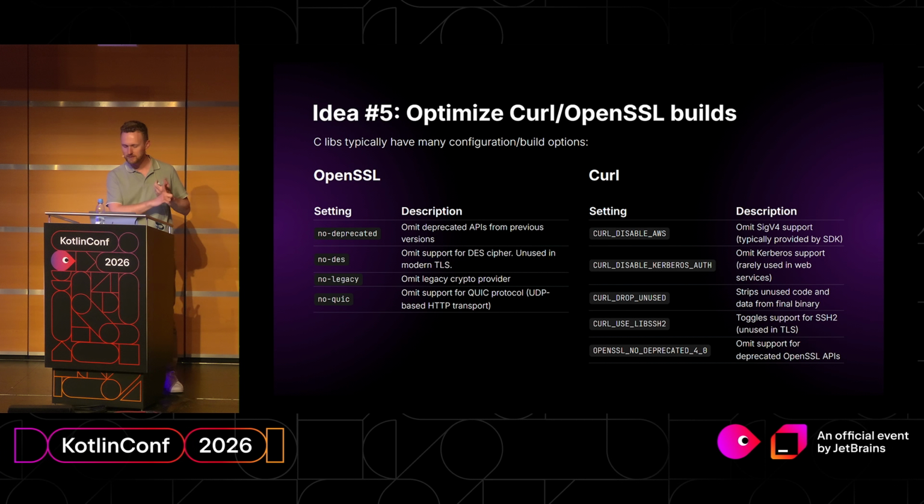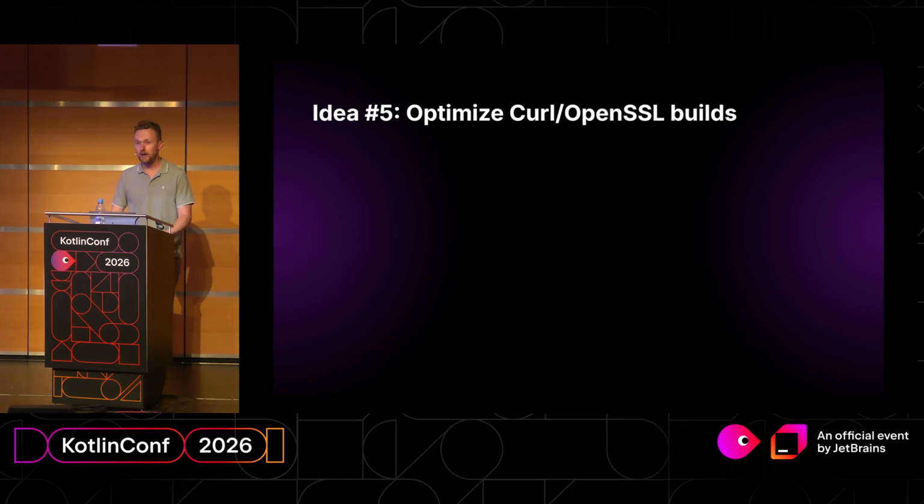Turning off support for SSH2, and then also turning off the usage of old deprecated OpenSSL APIs seemed like a good idea. If OpenSSL isn't built with those deprecated APIs, then curl doesn't need to call them, doesn't even need to know they exist.